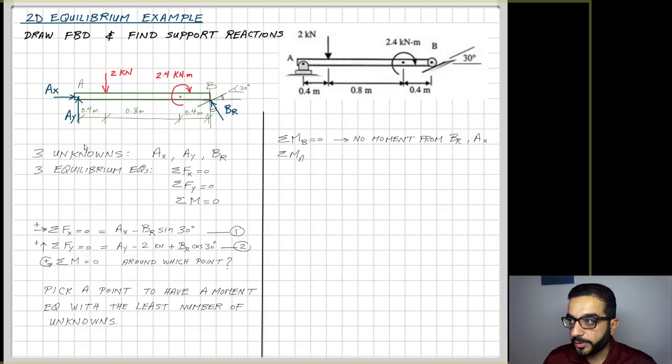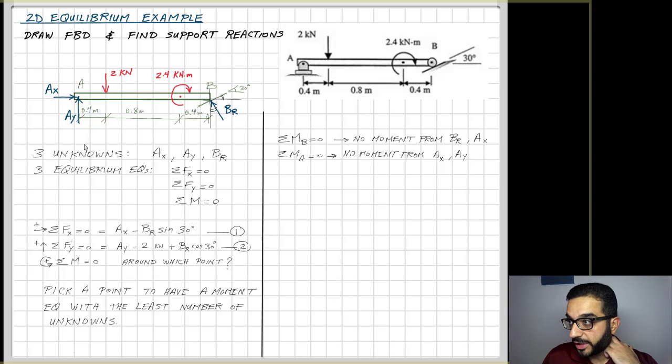Or I can also apply the sum of the moments around A, so I'm canceling the moments from AX or AY because they're going through A. So either one of these sums of moments, of course, I can apply the sum of moments at any point in space, but now I'm not canceling any of the unknowns I have. So it's either A or B, and both of them cancel the same number of unknowns. So either one, it's actually up to you.